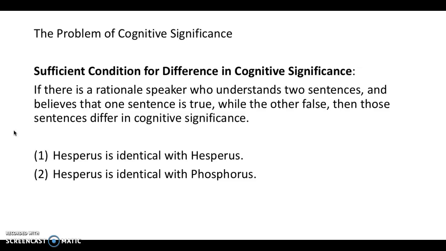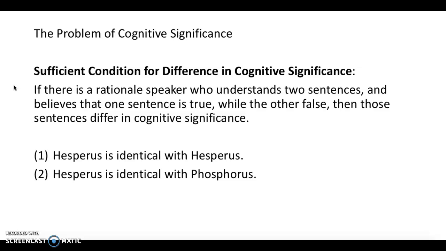And this states that if there is a rational agent who understands two sentences and believes that one of these sentences is true while the other one is false, then that is sufficient to tell us that the sentences differ in cognitive significance. So for example, take sentence 1 and sentence 2. Sentence 1 says Hesperus is identical to Hesperus, and sentence 2 says Hesperus is identical to Phosphorus. It seems possible that somebody could maintain that sentence 1 is true, maintaining that sentence 2 is false.